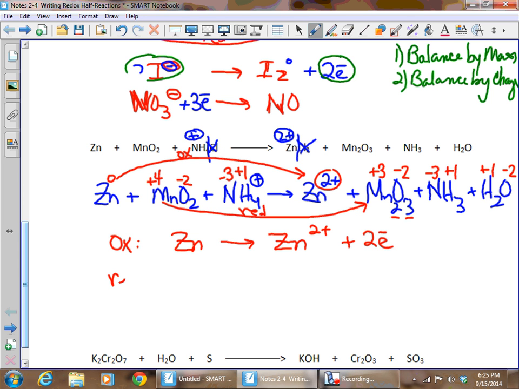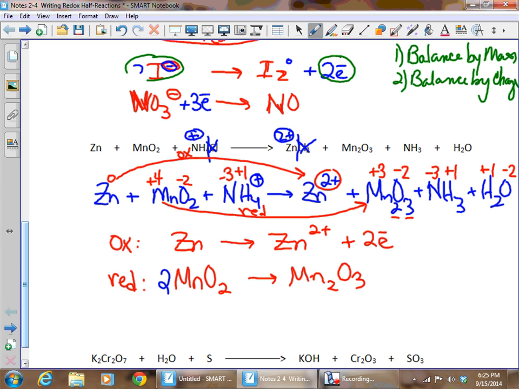So now let's look at the reduction half reaction. We've got MnO2 forming Mn2O3. Now remember our rules up there in green, balance by mass and then by charge. And we're worried about not the oxygen, but the manganese, because that's what's changing charge. So we need to get that balanced first of all. So the first thing that we need to do then is to put a 2 in front of MnO2, manganese dioxide, so that we have our 2 manganese atoms on both sides.